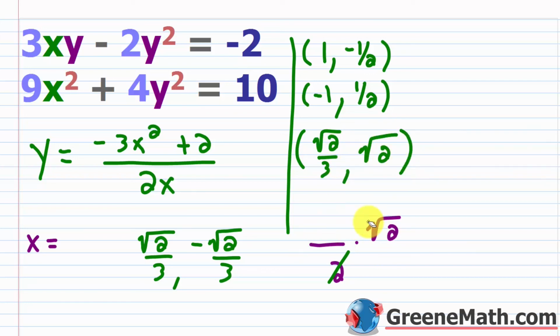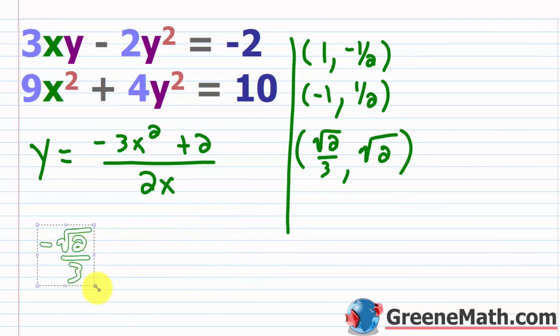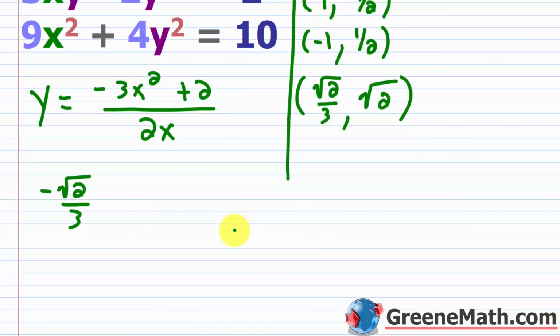Okay? So now we have one more to check. And I know this is tedious, but again, you're going to get problems like these, so you might as well work some. So the last one, let me just get some room going. We would have the negative square root of 2 over 3.